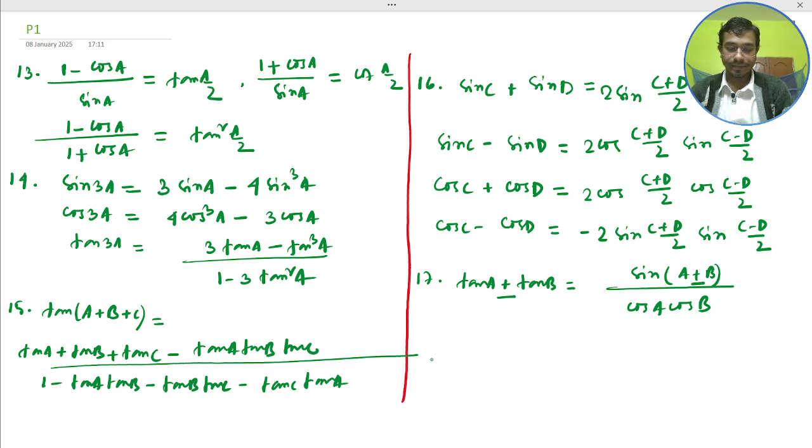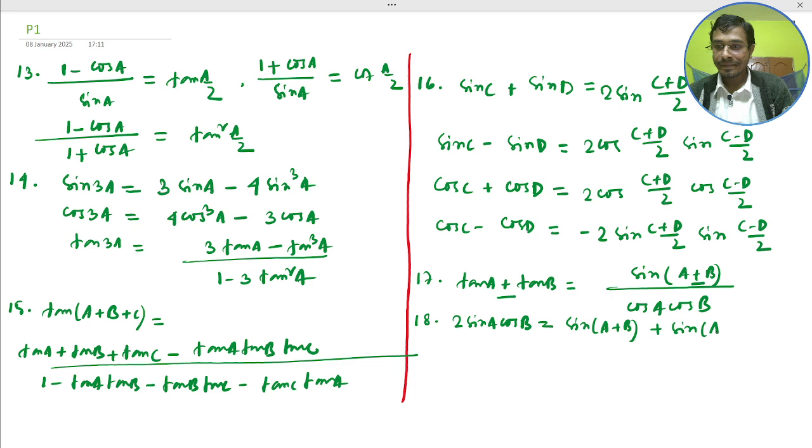Next one, twice sin A cos B, that is sin A plus B plus sin A minus B. Twice cos A sin B, that is sin A plus B minus sin A minus B.